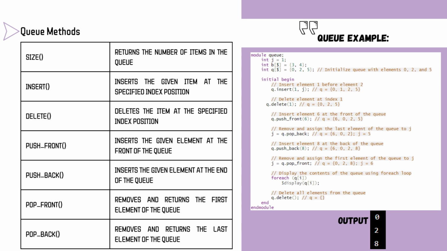At the end of the simulation, it deletes all elements from the queue using the delete method, which changes the queue from 0, 2, 8 to an empty queue. Running the simulation produces the output of 0, 2 and 8, which are the elements of the queue that were displayed using the $display statement.